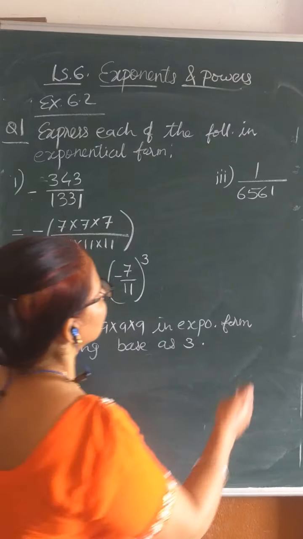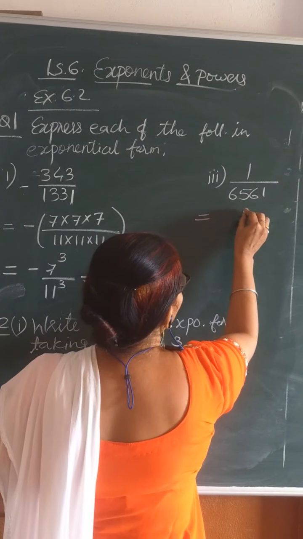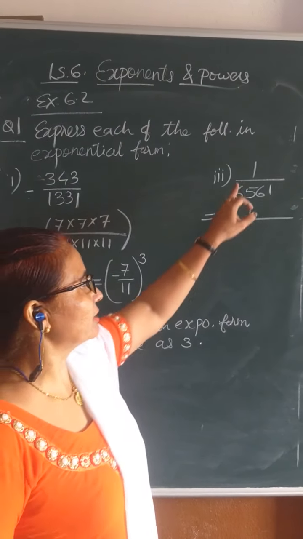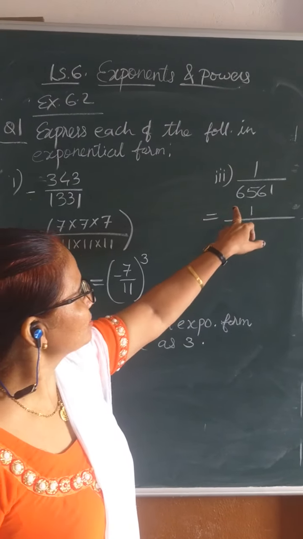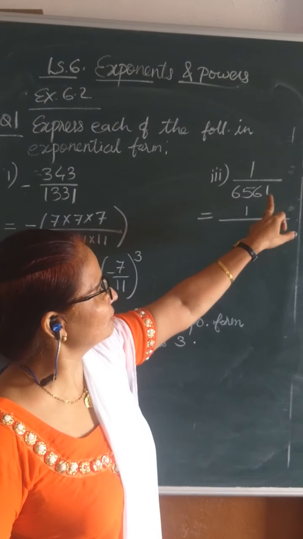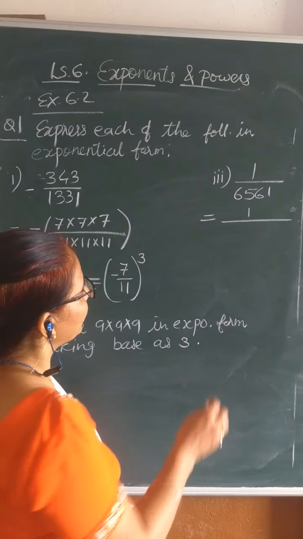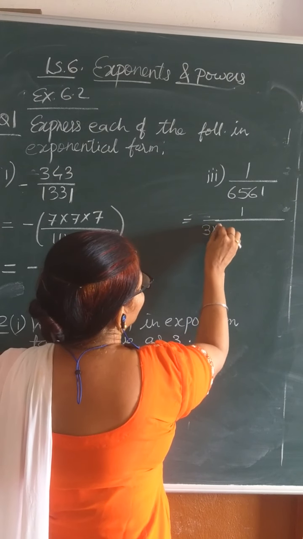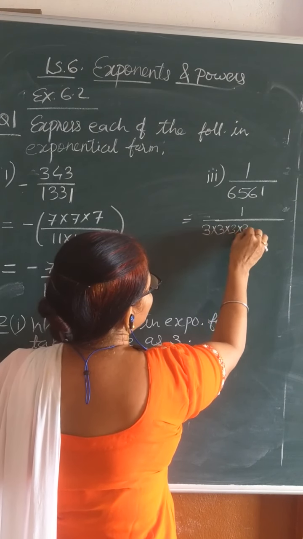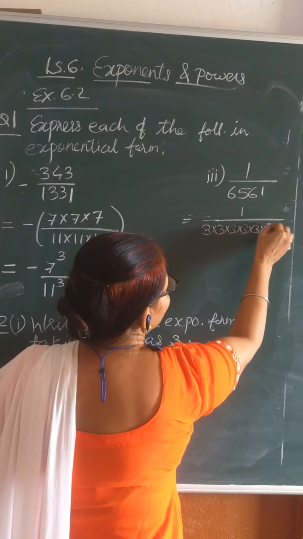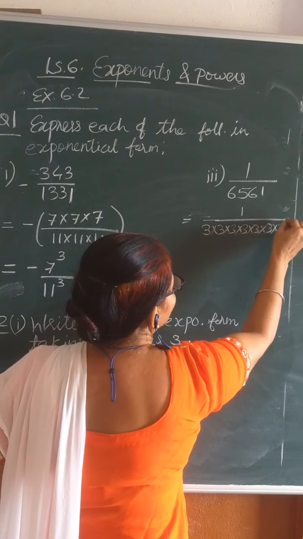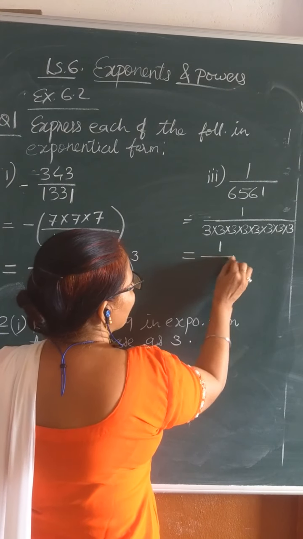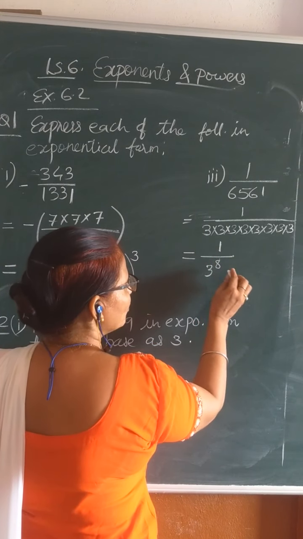Now let's see this, 1 by 6561. The factor of 1 is 1 only. Now when you find the factors of 6561, you will get 3, 8 times. You have to find the factors in rough. So 3 you are getting 8 times, so 1 by 3 raised to the power 8 you can write.